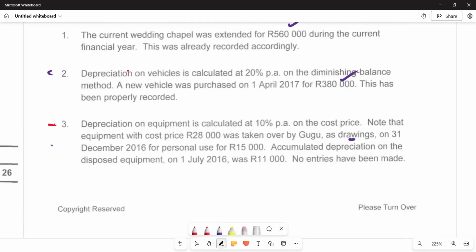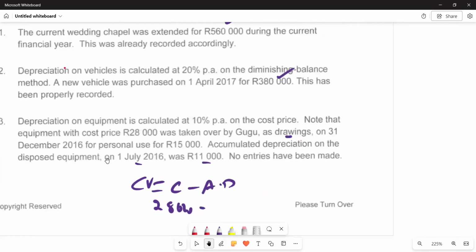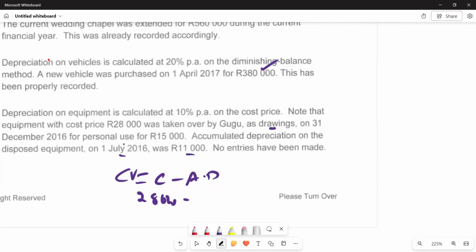So in this case now, our carrying value at disposal is also going to use the same formula. We say carrying value is cost minus accumulated depreciation. So already we have our cost, which is 20,000. Then accumulated depreciation: we're going to say depreciation that we had at the beginning of the year, which is 11,000. Accumulated depreciation on equipment on 1 July 2016, at the beginning, was 11,000. Then we add the depreciation for the current year to get total accumulated depreciation. So depreciation for the current year, we are told, is 10% of cost. So we're going to say 10 over 100, then we multiply by 28,000.